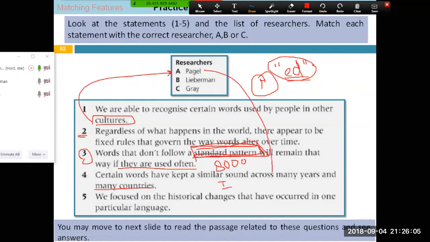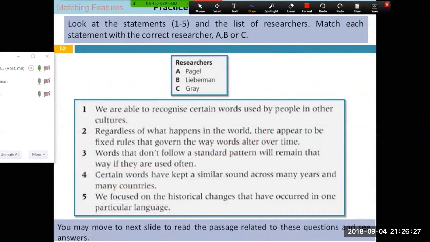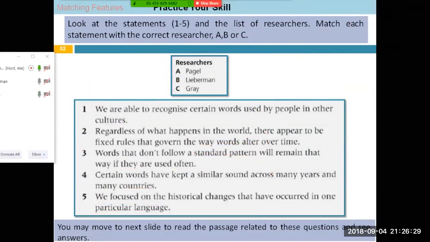Then we focused on the historical changes that have occurred in one particular language. Again, one particular language. Lieberman talked about only the English language. That's it. So now this number 3. Can you tell me the answer and then I will explain the sentence that is written in the passage that relates to this discussion?